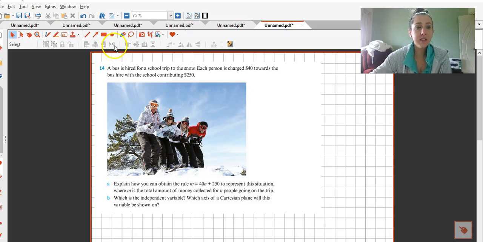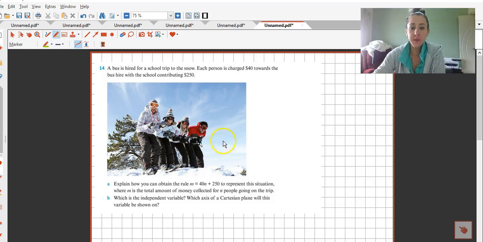Okay, so let's look at more of a real life application of linear equations. We did look at this one in class, and I just want to go over it again for anyone who might not have quite been on top of all of the concepts in class. So, going on a snow trip, we're hiring a bus to take us there.